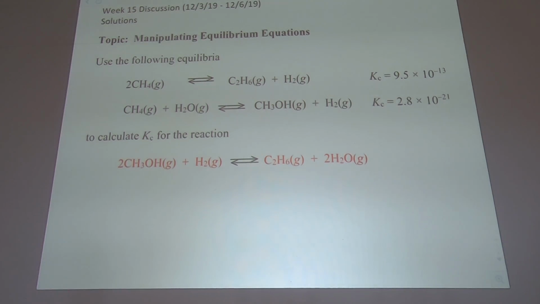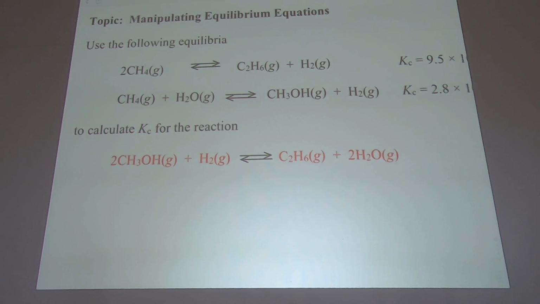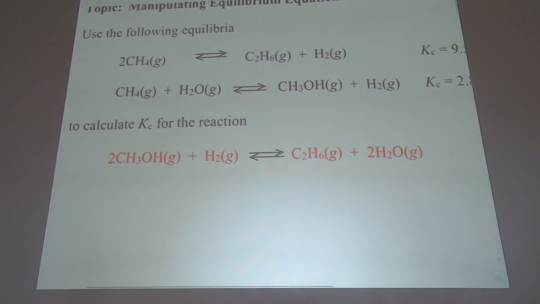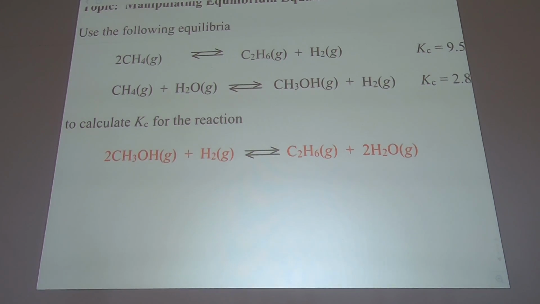Okay, so this is the first problem. This is once again an equilibrium constant problem, and there are two reactions shown up here. One is methane being converted into ethane, and the second is methane reacting with water to generate methanol. But the reaction equilibrium constant that I want to know is what happens when methanol and hydrogen react.